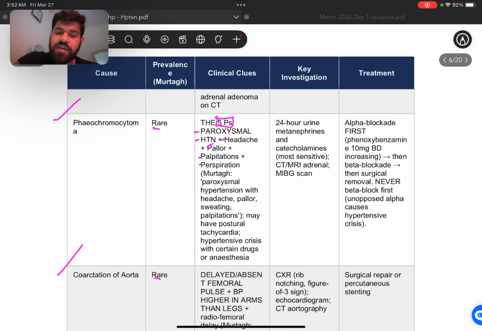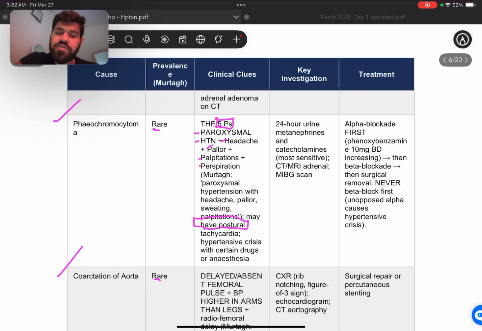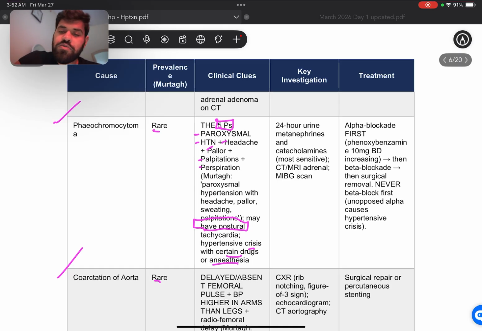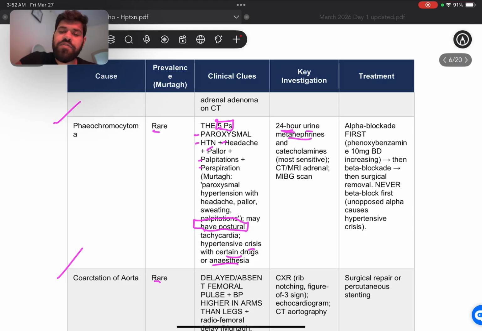All right, they may have, which is a good factor, postural tachycardia. That means if the patient is laying down and you make them stand up, they could suddenly have tachycardia, and they could have hypertensive crisis because of certain drugs or anesthesias because of pheochromocytoma. Now, the key investigation is going to be 24-hour urine metanephrines and catecholamines, so most sensitive for pheochromocytoma. All right, and the treatment is going to be alpha blockades first line. Then we have beta blockade, then surgical removal.